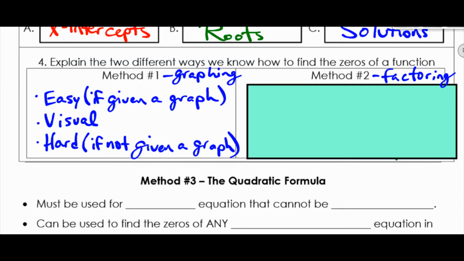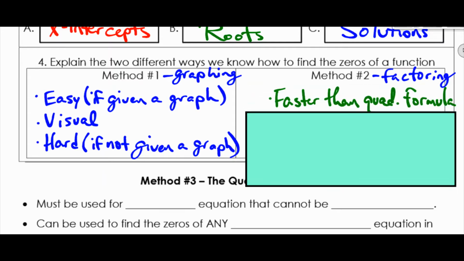But it's also hard if you're not given the graph, because then you'd have to plot a bunch of points. You don't really know where it's going to hit the x-axis, so you just have to start plotting points until it starts hitting the x-axis, and it's not always going to work. Sometimes it's going to hit at a decimal, and it's really tough to tell what that decimal might be.